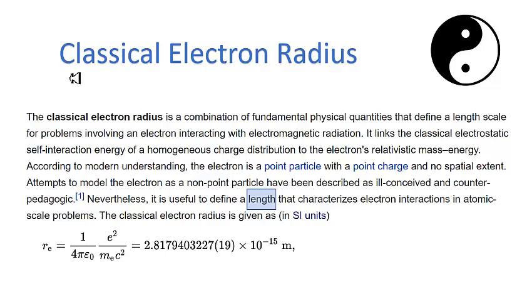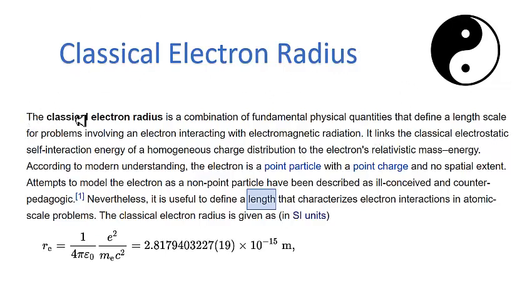Today we're going to talk about the classical electron radius, and I'm going to talk about it in relation to the ohm particle model that I'm proposing. So I'm going to try and see where the classical electron radius fits into this model.